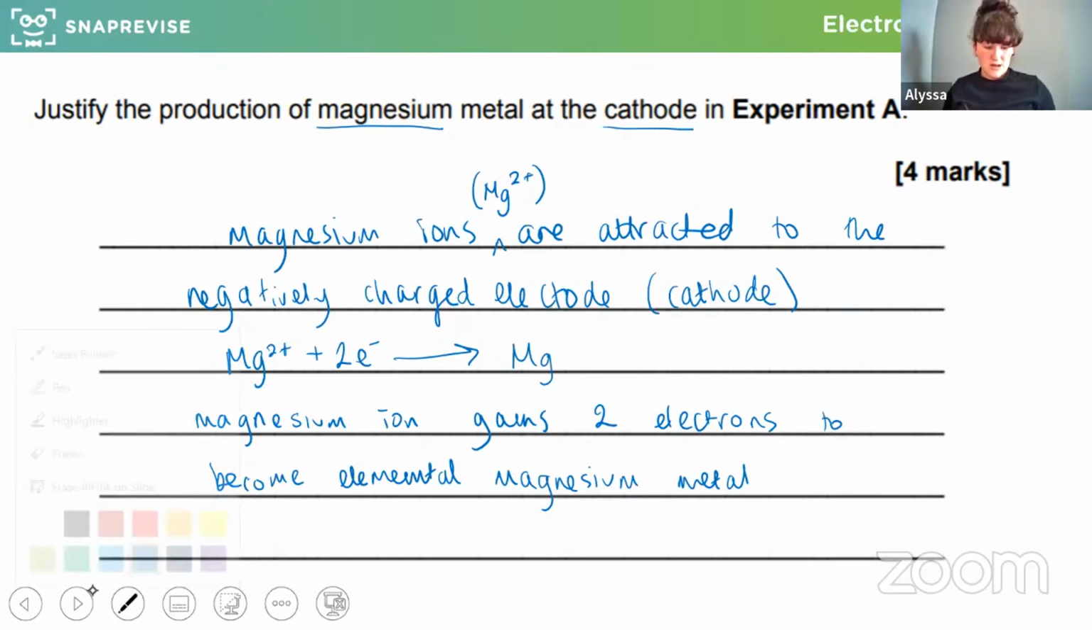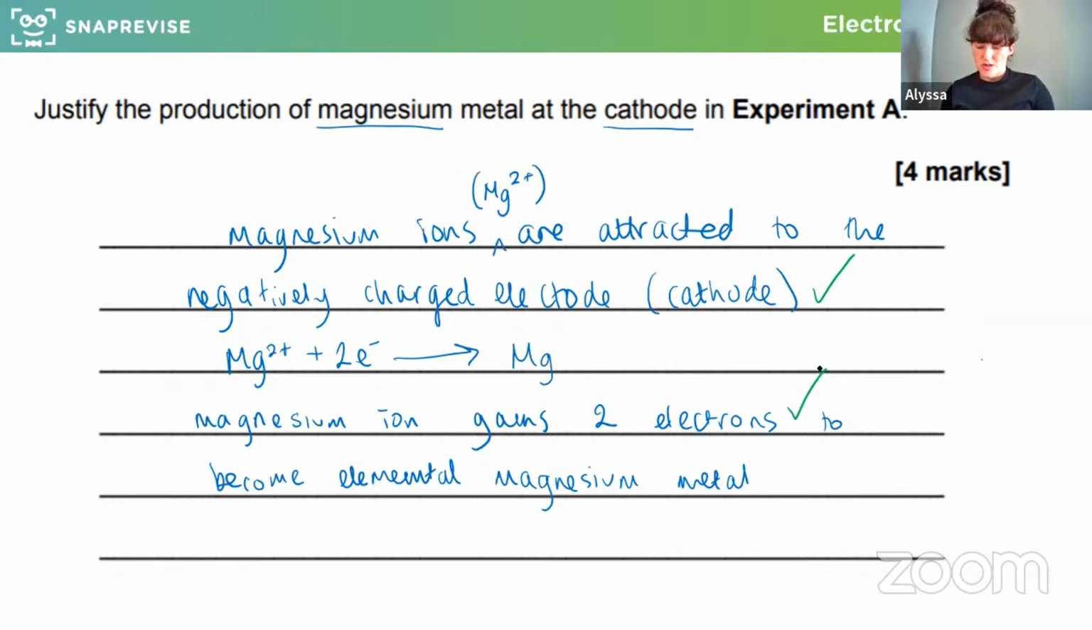I will just double check. So magnesium ions are attracted to the negatively charged electrode. That's 1 mark. The magnesium ion gains 2 electrons to become elemental magnesium metal. And then we've given an ionic equation as well. Fantastic. It is reduced as well. You can say reduced instead of gaining 2 electrons. That would work as well. It is OIL RIG. Fantastic. If you know OIL RIG, we're going to cover it in a couple of minutes very briefly anyway, but really, really good.